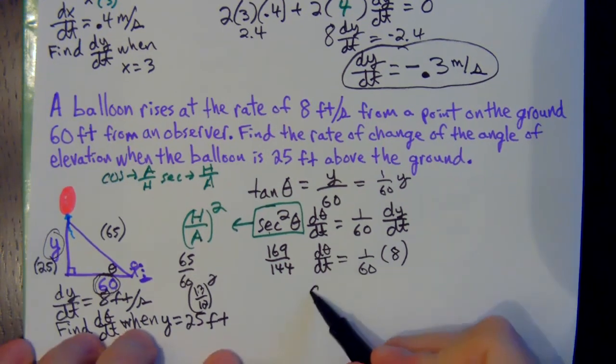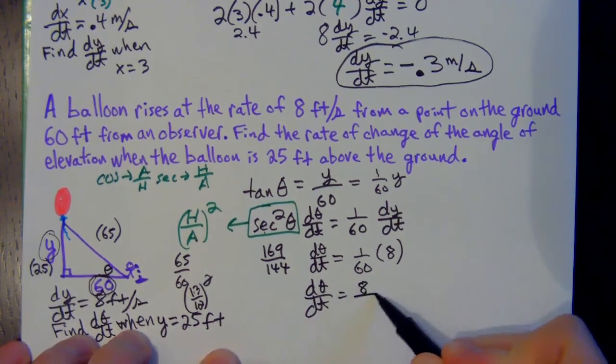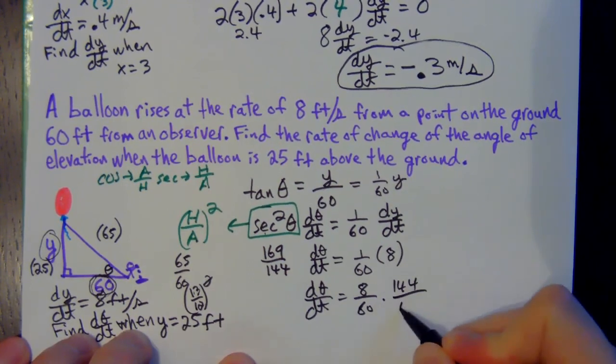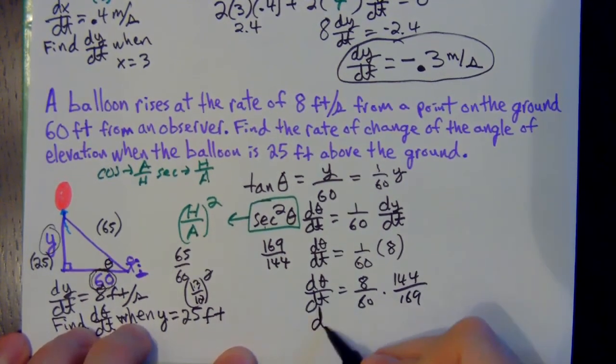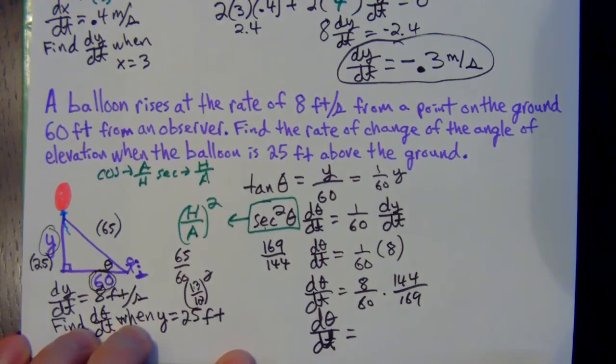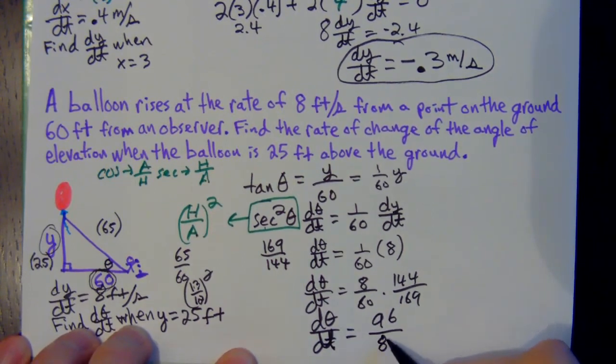Now all you've got to do is solve this for the d theta dt. So you've got this 8 over 60. You can multiply by the reciprocal, the 144 over 169. You can use the calculator to help you out with that. And then when you simplify this, it's going to reduce to 96 over 845.